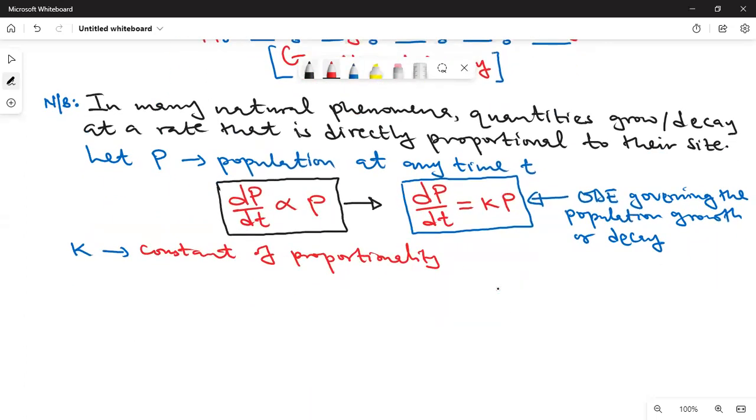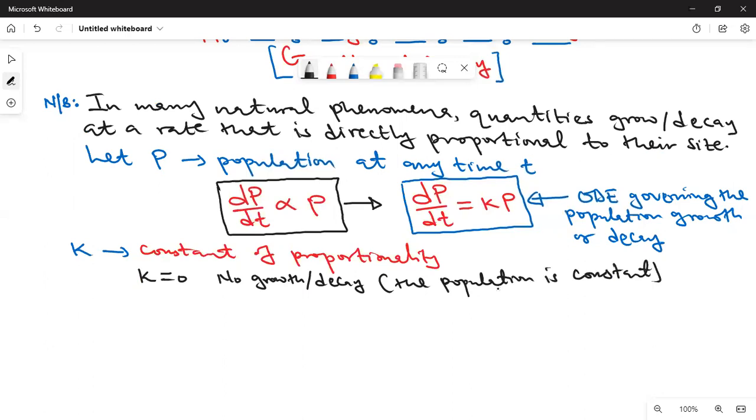Now, remember, K can be zero. When K is equal to zero, it means there's no growth or decay. That means the population is constant. When K is greater than zero, it means there's growth in the population. And when K is less than zero, it means the population decays. To decay means a decrease in population. To grow means the population increases.